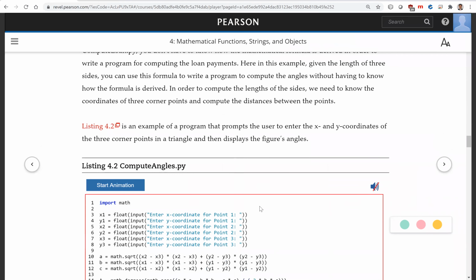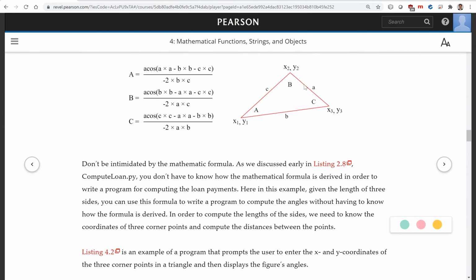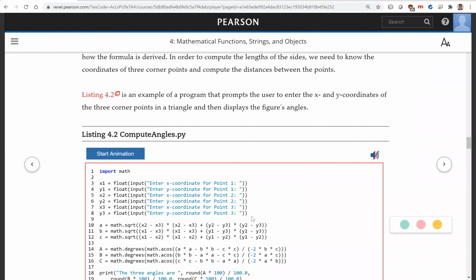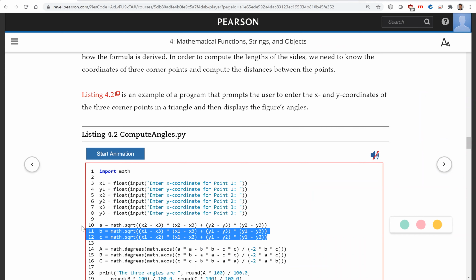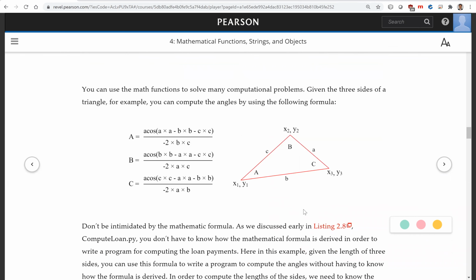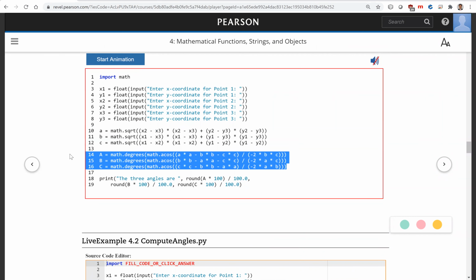All right, so we have this formula. We're going to prompt the user to enter the 6 values for the 3 points. Each point has x, y coordinates. So these are the inputs right here. And now this is to get the distance between the points. So we have a, b, c. From here, we can compute these angles A, B, C.